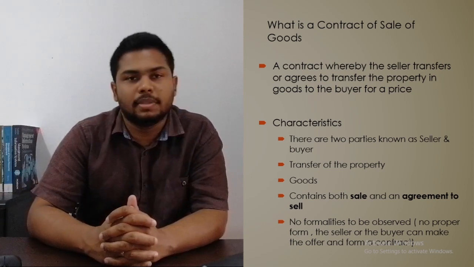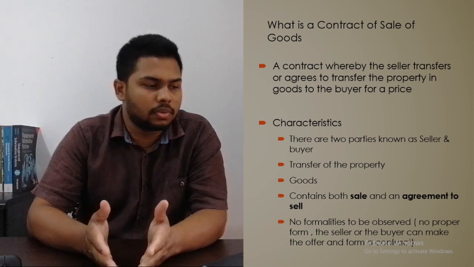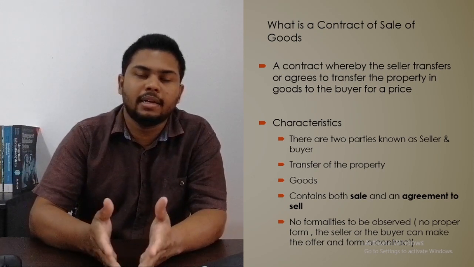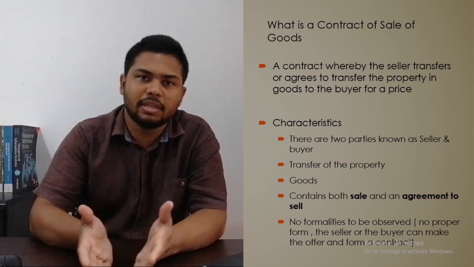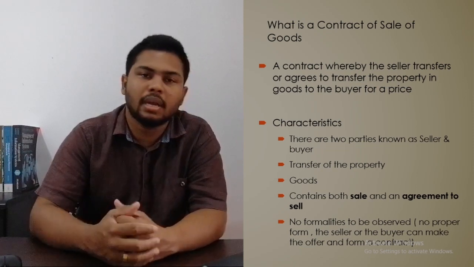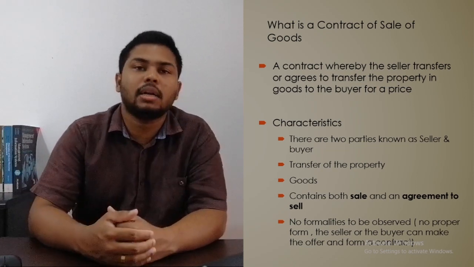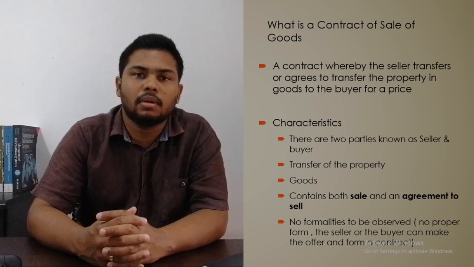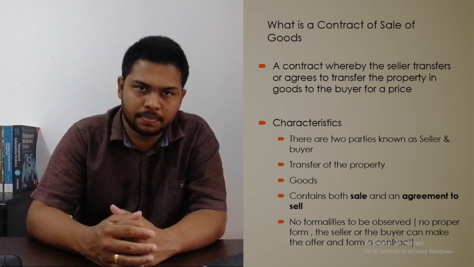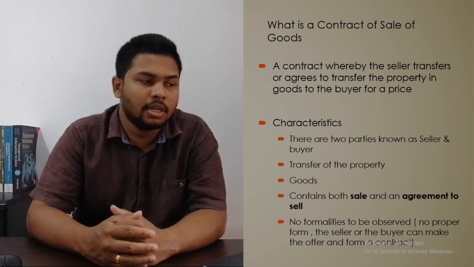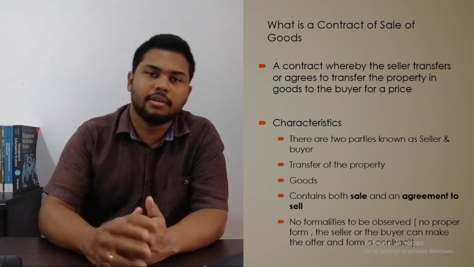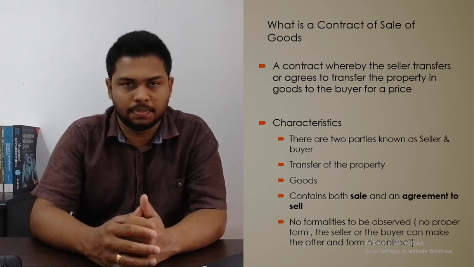No formalities are to be observed, and there's no proper form of making these types of contracts, where the seller and the buyer mutually agree to perform some agreement terms and conditions. So you can mutually perform your contract of sale of goods, right? So that is the case. So you know now what characteristics should be there in the contract of sale of goods.